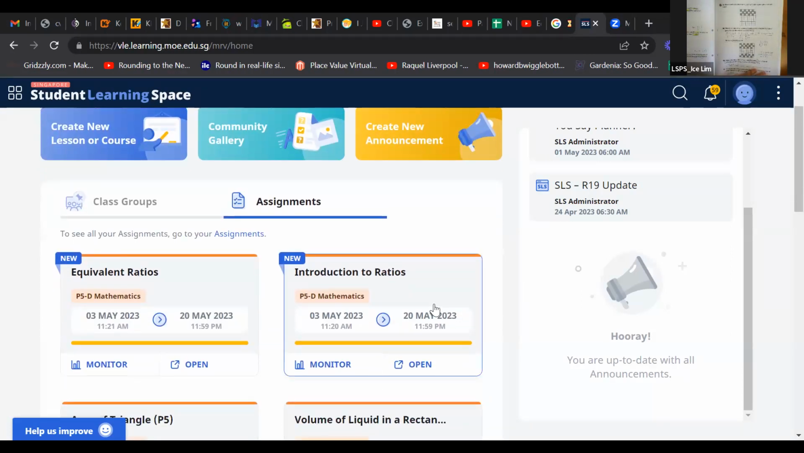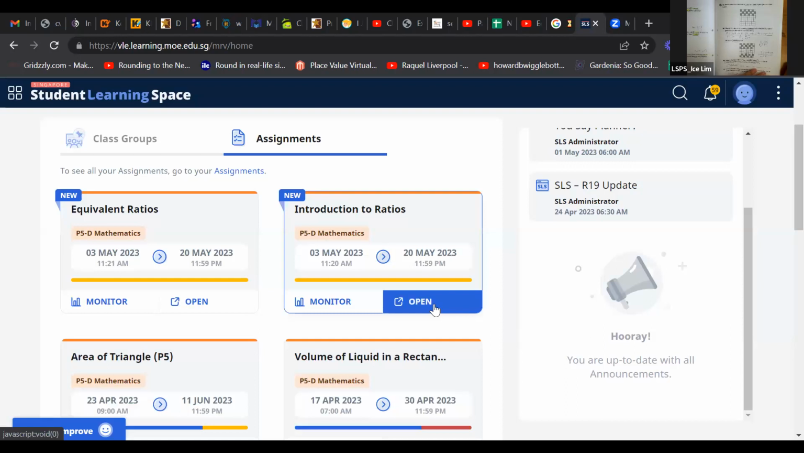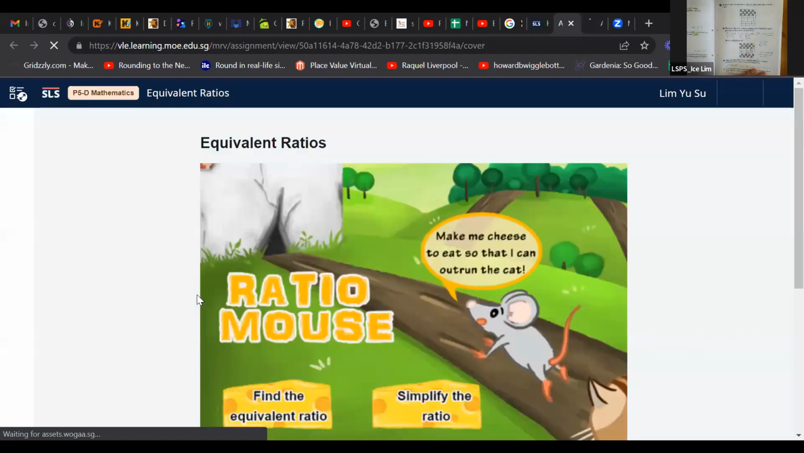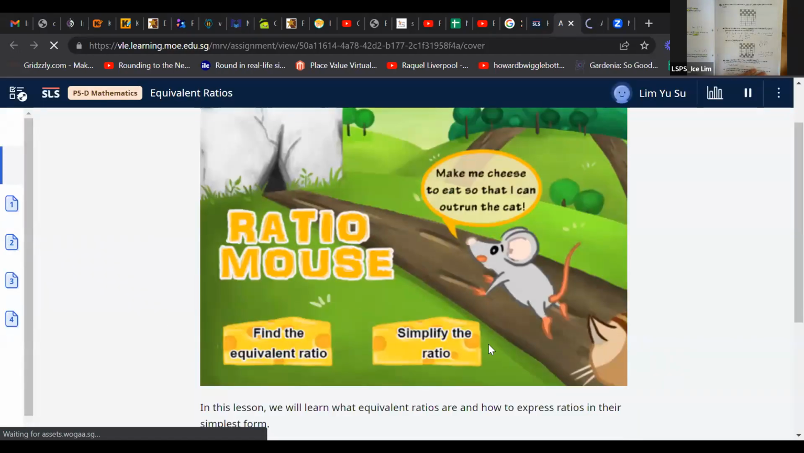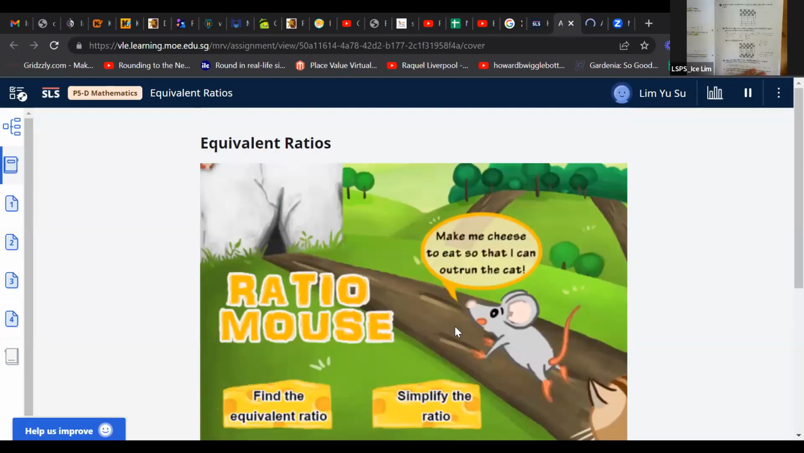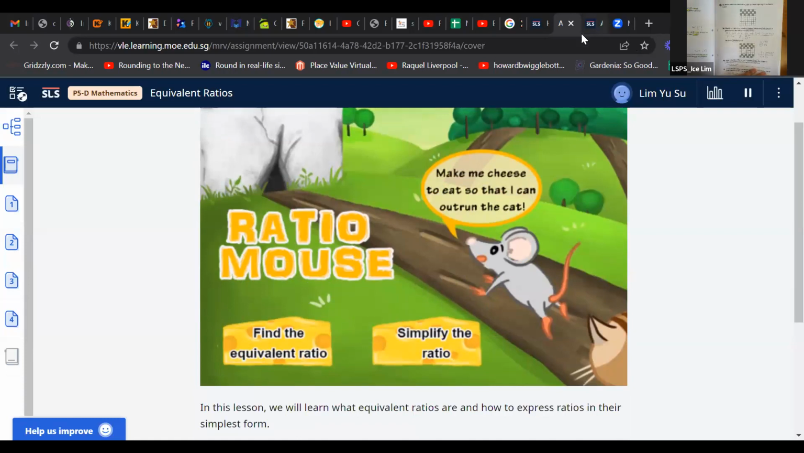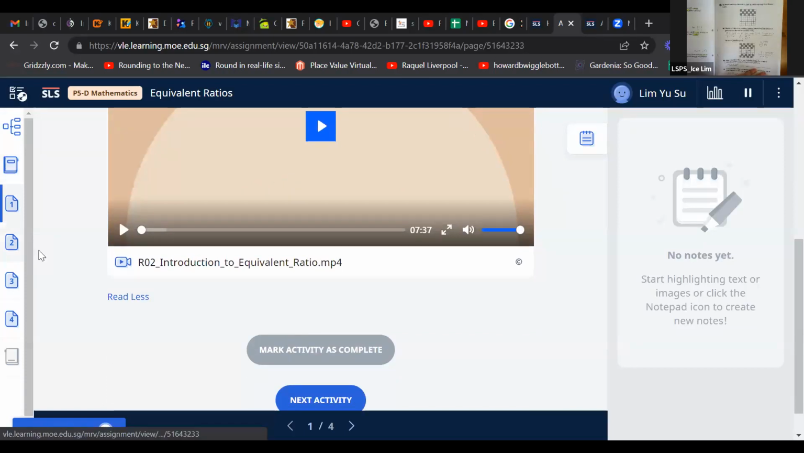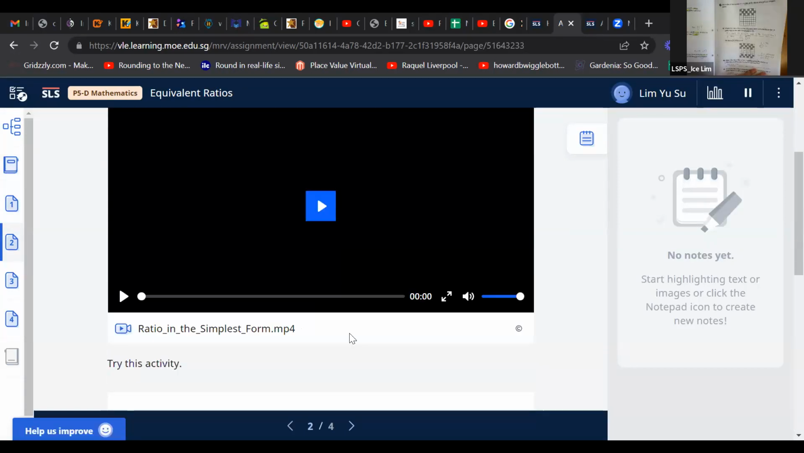I've assigned 2 lessons on ratios. Good for revision and actually quite fun also. If you open up the lessons, one is introduction to ratio and one is equivalent ratio. The one on equivalent ratio is very fun because there's a game inside, the ratio mouse game. Find the equation and simplify the ratio. Make me cheese to eat so that I can outline the text. So this one is quite fun. There's a video inside that explains the simplification of ratio and expansion of ratio. So the video is very helpful.